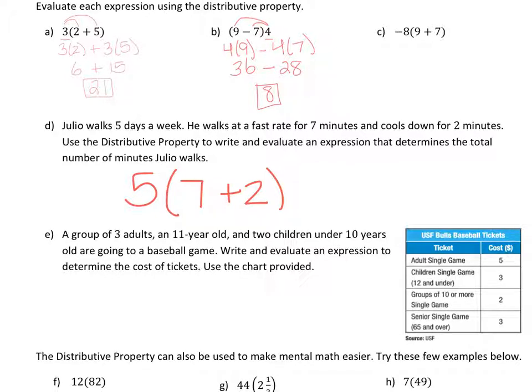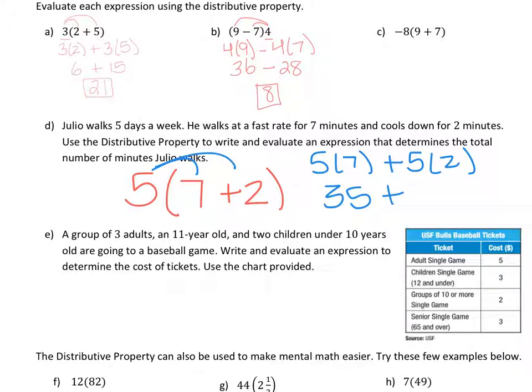Now let's go ahead and distribute that 5. 5 times 7 plus 5 times 2. 5 times 7 is 35, plus 5 times 2 is 10, and 35 plus 10 is 45. This is a word problem. It deserves a word answer. The question is asking for the number of minutes, so this would be labeled 45 minutes.